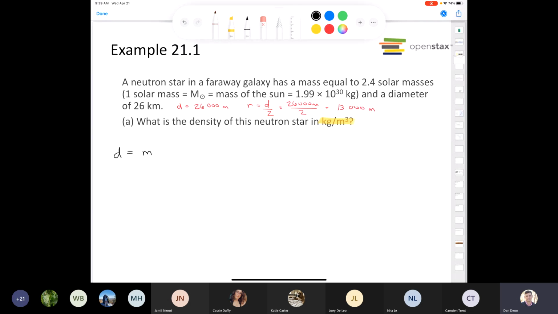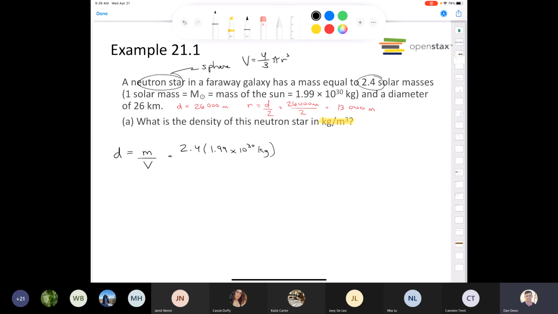The reason that I need the radius is because if I want to use the formula, density is equal to mass over volume, since the neutron star is a sphere, its volume is going to be equal to 4/3 times pi times r cubed. So we can put that in our denominator, and our mass is going to be equal to what? 2.4 times the solar mass. So we have our mass as being 2.4 times 1.99 times 10 to the power of 30 kilograms.